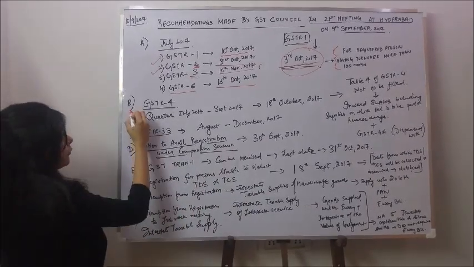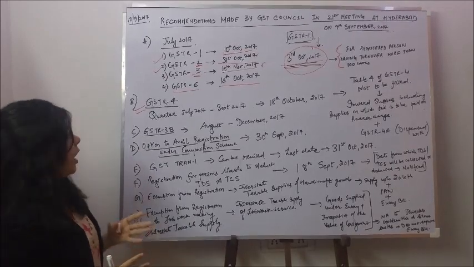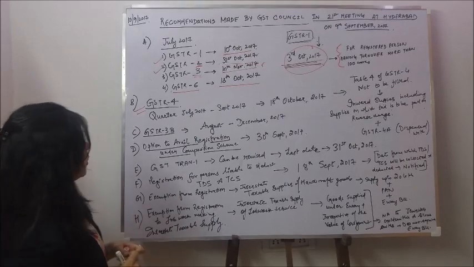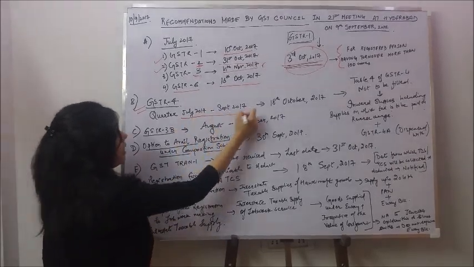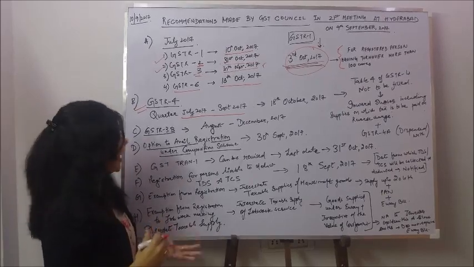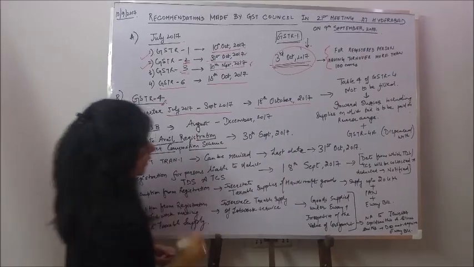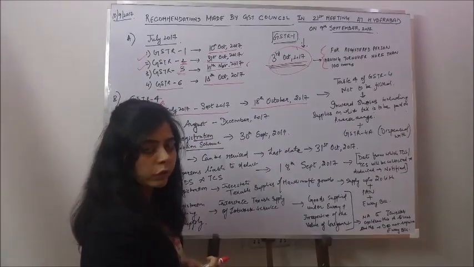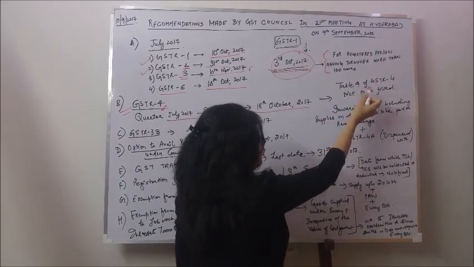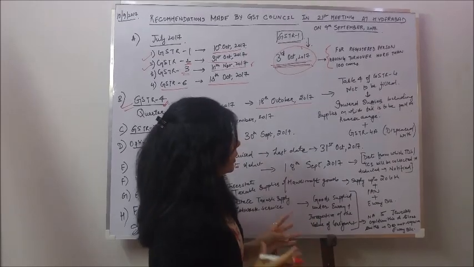Now, GSTR 4, which is the return for composition dealers, who are supposed to file returns on a quarterly basis. For the July 2017 to September 2017 quarter, the due date for filing GSTR 4 is 18th October 2017. There is one more relief given to the composition dealers. Over here, they are not supposed to file table 4 of GSTR 4.